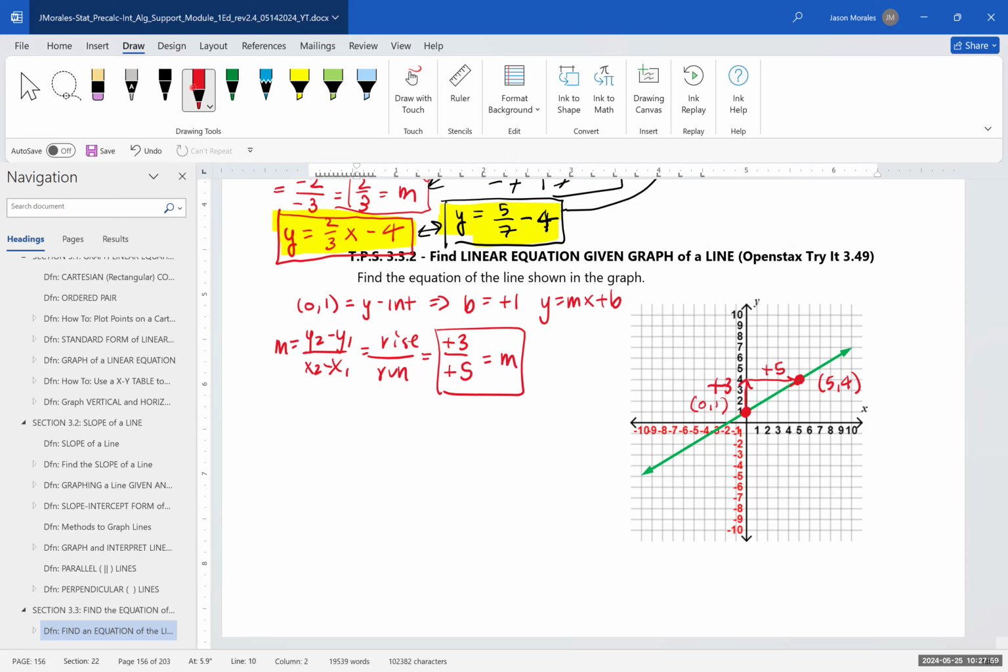Now you could, of course, use the point (0, 1) and use the point (5, 4), and you could put both of those into your slope formula, and you'll get 3/5 also. What I'm showing you is a shortcut and kind of the power of the slope-intercept form and how cool it is to be able to use it. So with the slope found and the y-intercept found, we can put the equation of this line in slope-intercept form, just like that. Let me know if you have any questions.